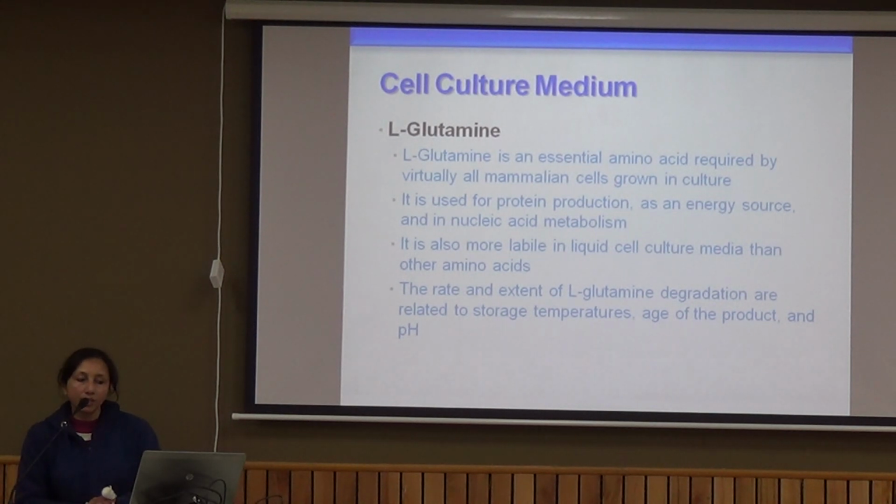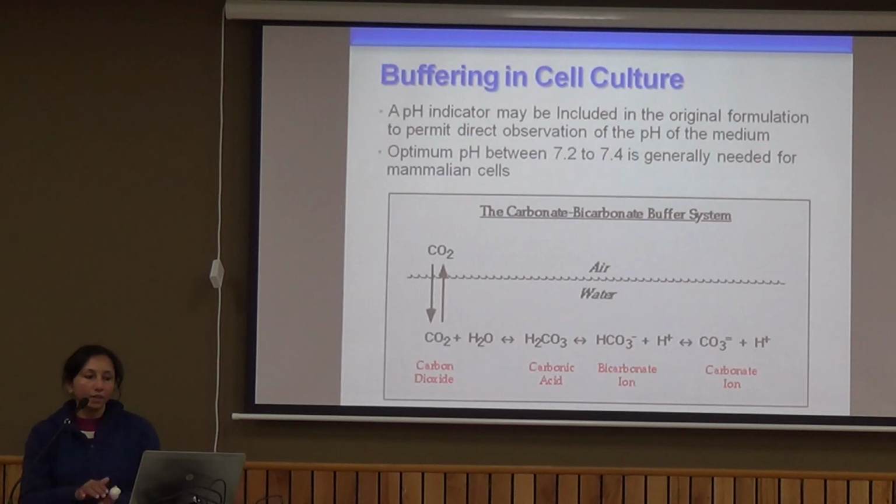L-glutamine is an essential amino acid which is required by virtually all mammalian cells grown in culture. It is used for protein production, as an energy source and for nucleic acid metabolism, that is formation of new nucleic acid. It is also more labile in liquid cell culture medium than other amino acids. The rate and extent of L-glutamine degradation are related to storage temperature, age of product and pH.